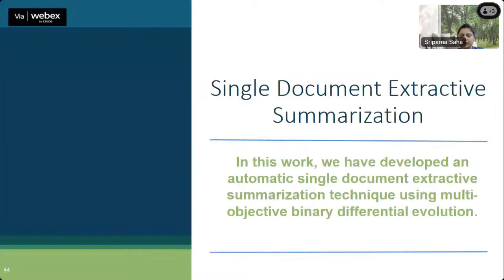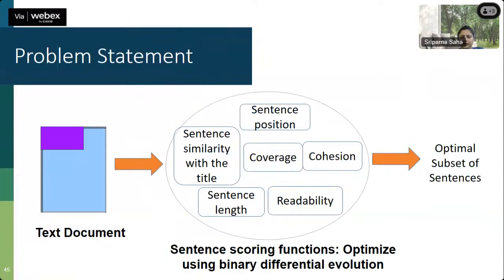In our second work, we have developed an automatic single document extractive summarization technique using multi-objective binary differential evolution. We are encoding the sentences in the chromosome itself, and we are directly selecting which sentences will be part of the summary. Okay, it is not a two-stage approach, but now we are directly selecting which sentences will be part of the summary. Here we are optimizing all these objective functions: sentence similarity with the title, sentence length, readability, coverage, cohesion, sentence position.